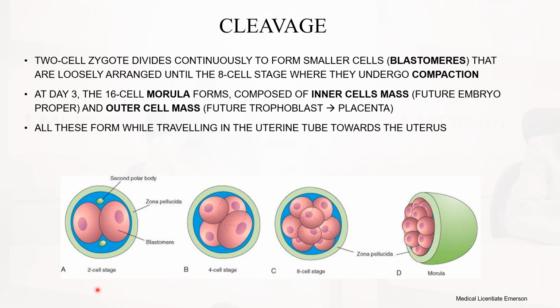Okay, so we are saying we have the 2 cell stage. They became the 4 cell stage, 8 cell stage. Then at the 8 cell stage, they are going to undergo compaction because they were loosely arranged. Then from 8, they go to 16. At the 16 cell stage, they are called the morula stage. This is where the mass is composed of the inner cell mass, which makes the future embryo proper. Then you have the outer cell mass, which makes the future trophoblast, which of course leads to the placenta. Okay, so that's what you need to understand.